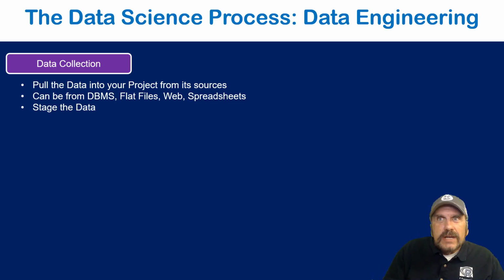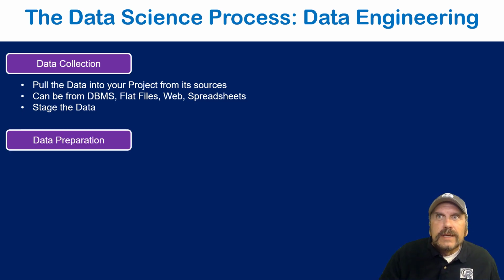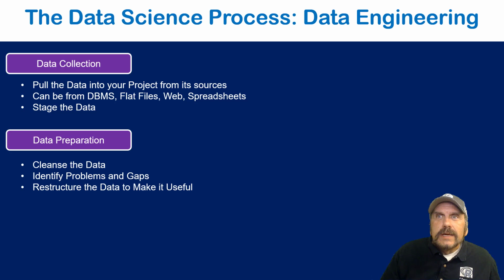But the idea is to consolidate the data, pull it together, and put it into a staging process. At this point, you just want to know you've got the data you need and it's somewhere it can be used. Data preparation is the next step. Okay, we got the data. Can we use it? That's a big question. Here's where we take the data. We may have a lot of null values. We may have a lot of missing columns.